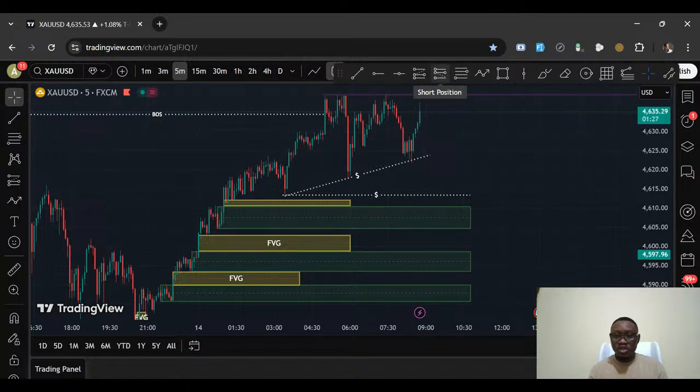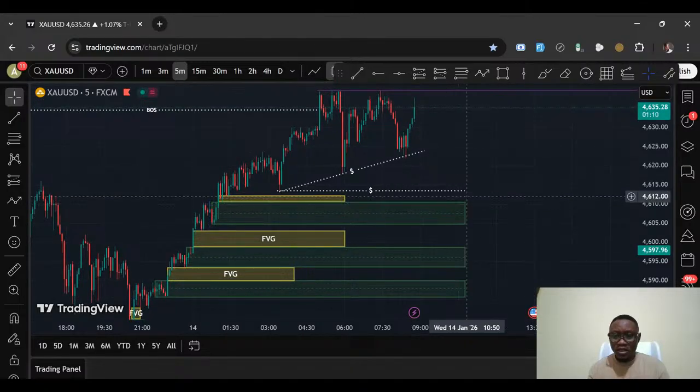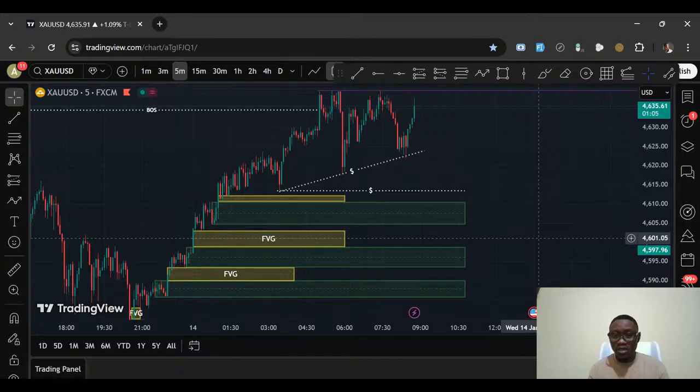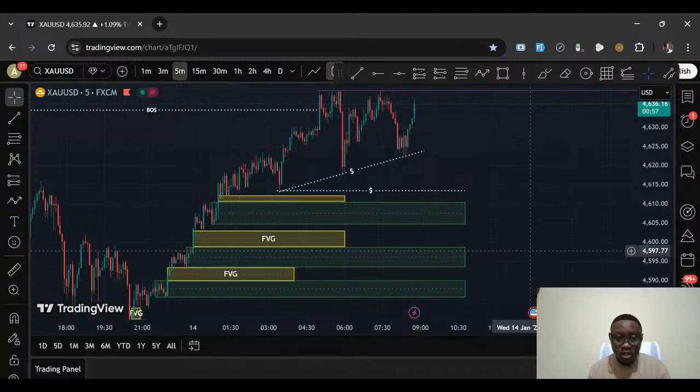So let me place my position two. Again, there are two ways we execute our trade. You can either use the risk entry or the confirmation entry. Like I told you guys, I use risk entry at extreme zones. Other than that, I use confirmation entry. At this zone most especially, I'll be using a risk entry.